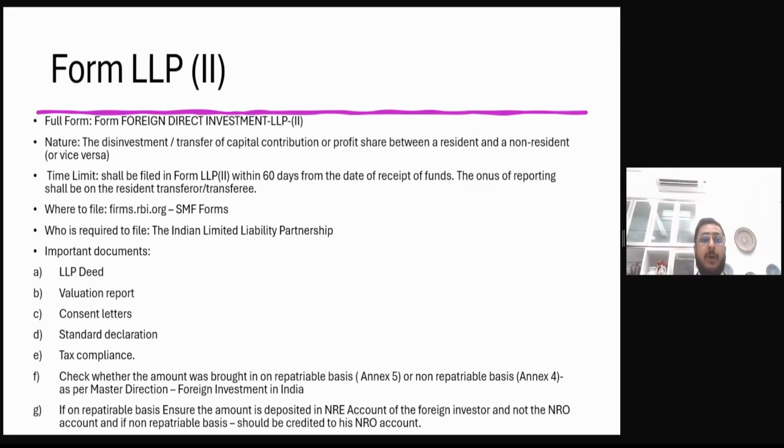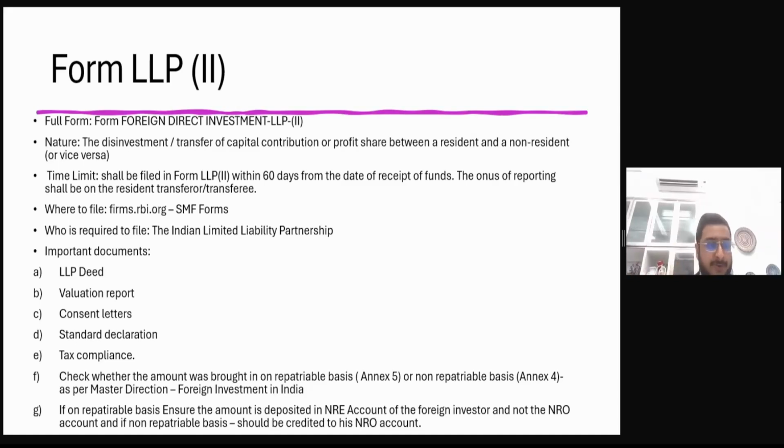Now, form LLP2. Form LLP2 has to be filed when you're repatriating the capital of the LLP back to a non-resident partner. So when there's a disinvestment or transfer of capital contribution or transfer of profit between a resident and a non-resident, form LLP2 has to be filed. Again, form LLP2 has to be filed within 60 days from the date of transfer of funds. The onus of reporting shall be on the resident transferee. Again, it has to be filed on the forms portal.